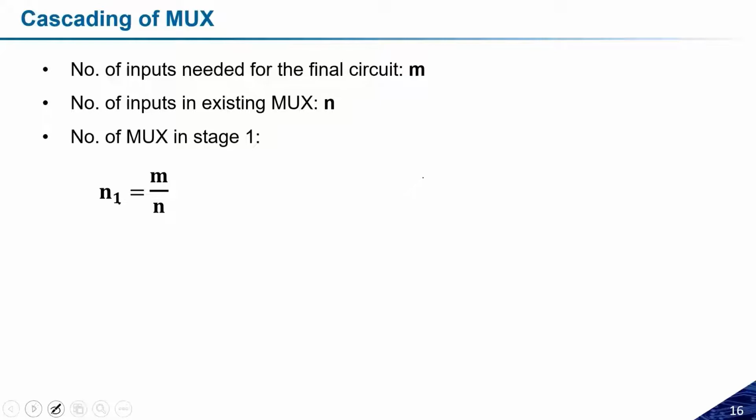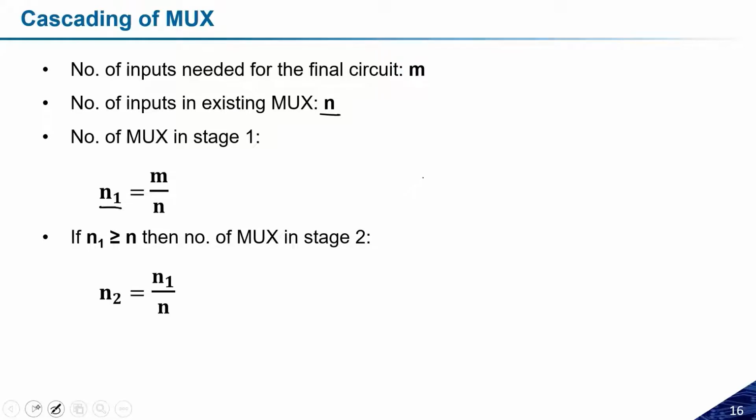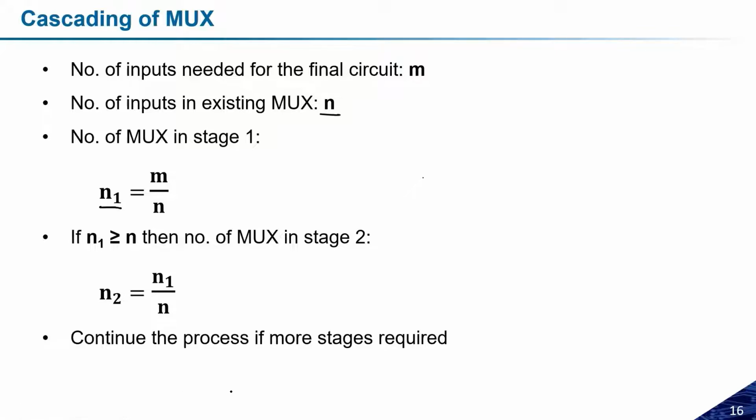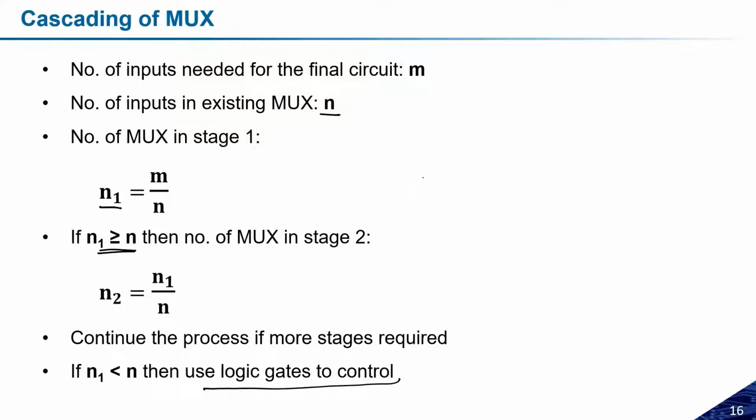Now I need to check whether this n1 is greater than n or not. If n1 is greater than n, then we need some multiplexers in stage 2 as well. The number of multiplexers in stage 2 will be n1 divided by n, and we will keep repeating this stage until this condition is not satisfied. If it is not satisfied, then I will use some logic gate to control all the inputs. So this is the procedure to cascade the multiplexers. It is similar to the decoder one, there is no difference between these things.